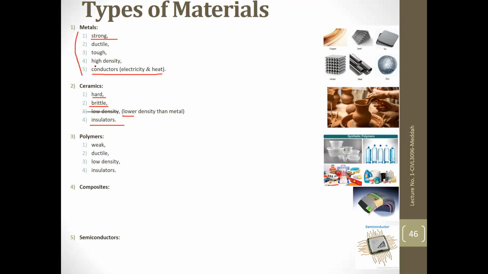For polymers, they are not strong, not hard, so they are very weak. They are soft, flexible. They are also ductile, so they share with metals the ductility property. While they are not as strong as metals, they have the ductility, the ability to generate a large deformation. Also, density is low, and here we can say low density because the density of polymers is lower than the density of ceramics and also lower than the density of metals.